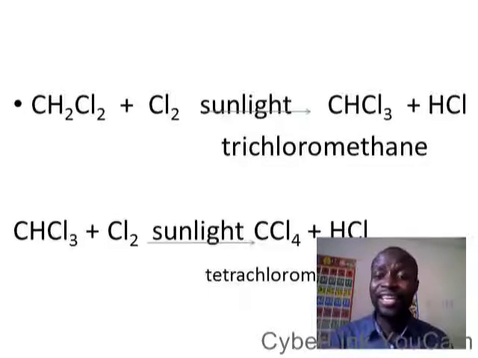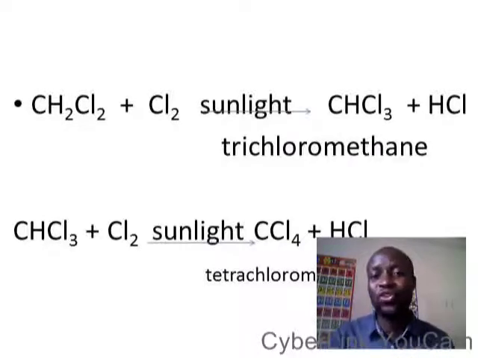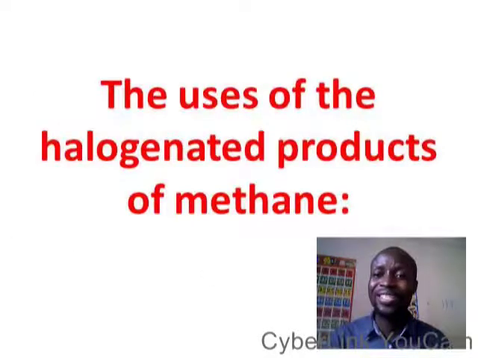You see here that dichloromethane plus a chlorine molecule in the presence of sunlight gives us trichloromethane. And let us see, when trichloromethane continues again in the presence of chlorine molecule, it gives tetrachloromethane. Can you call that tetrachloromethane? Please take note of this, watch this video, put them down so that you can know it very well.